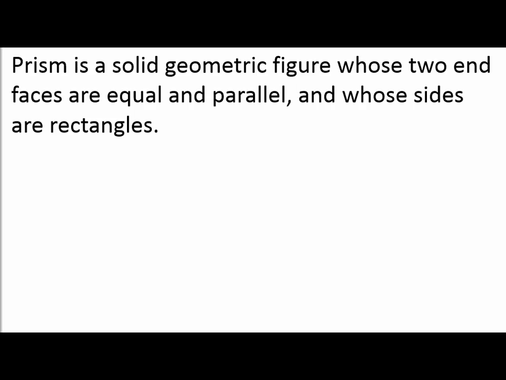Prism. A prism is a solid geometric figure whose two end faces are equal and parallel, and whose sides are rectangles. I'm going to have some pictures coming through the notes. If you want to copy them to help you remember later, go for it. I'm not going to hold you responsible for them, but it will help if you at least try to draw one of them. So a prism is a solid geometric figure whose two end faces are equal and parallel, and whose sides are rectangles.